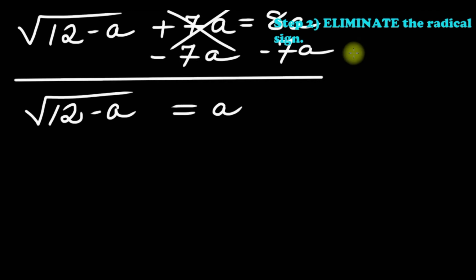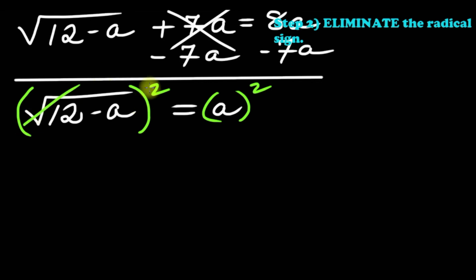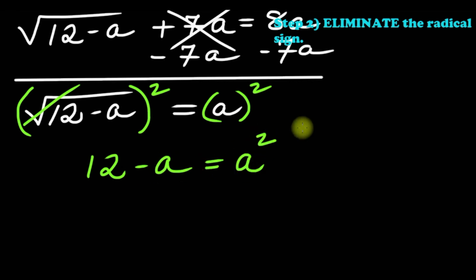Step 2 is to eliminate the square root. So to eliminate the square root, we would have to square it. So we're going to square the left, and then we're going to square the right. So the square eliminates the square root. So you're left with just 12 take away a. And then here you have a squared.